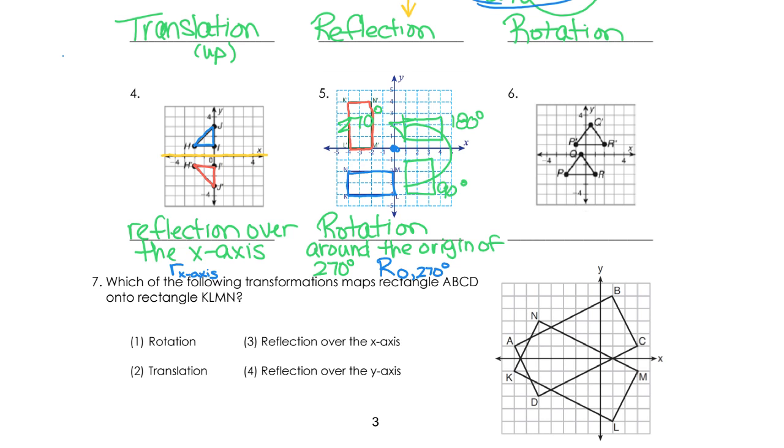In our last picture, it looks like this triangle here is my original and this one is my new one. You can see that the triangles are facing the same direction. They didn't turn, they didn't flip, and so this is what is called a slide, which is called a translation.